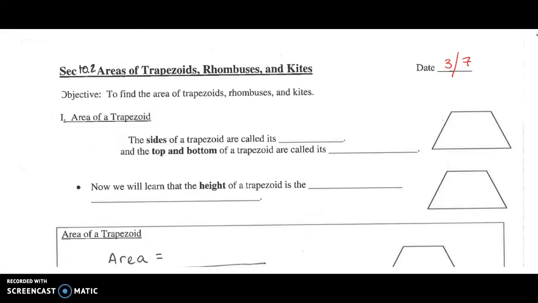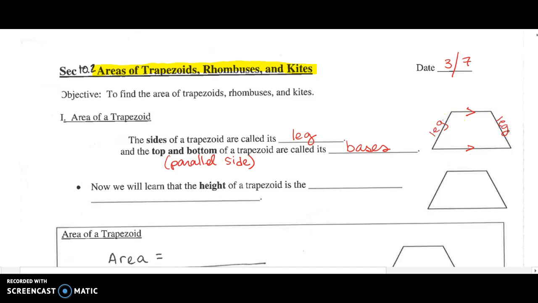Okay, guys, so today we are going to talk about the area of trapezoids, rhombuses, and kites. Let me remind you of a couple things before we get too far. The sides of the trapezoid are called its legs, and the parallel sides, which don't have to be the top and bottom, are called its bases. So these are the bases, and this is a leg, and this is a leg.